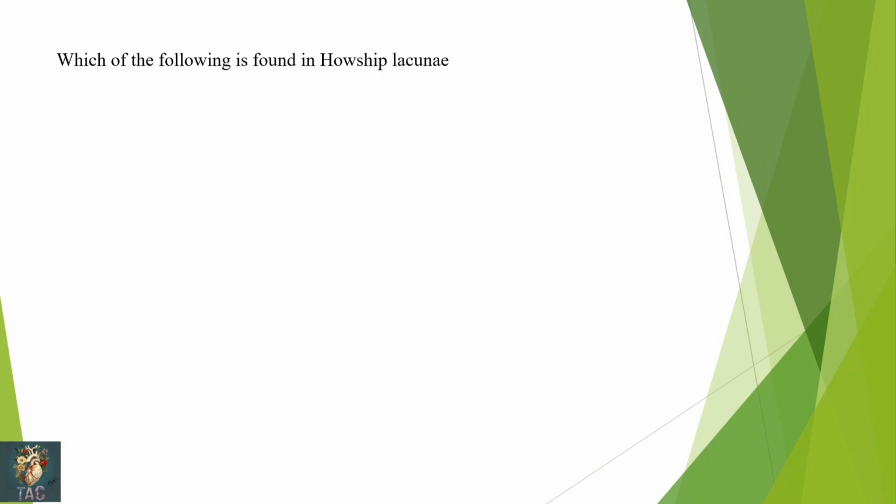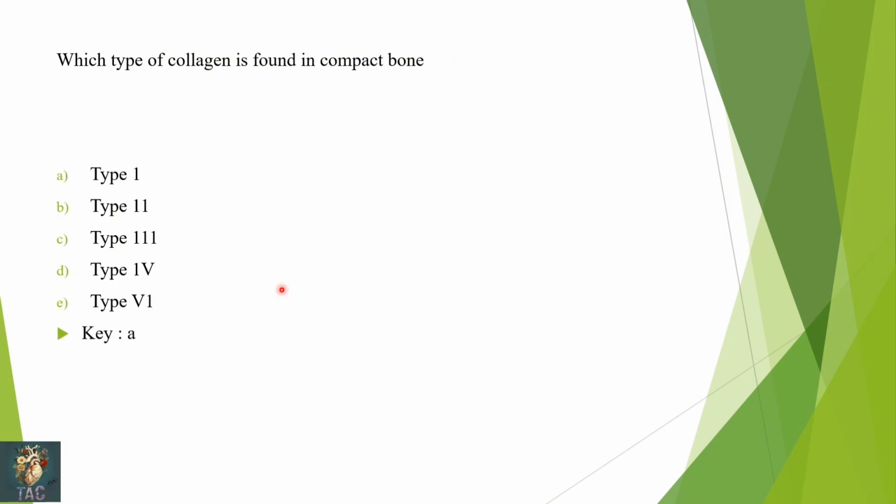Next, which of the following is found in Howship's lacunae? Either chondroblast, chondrocytes, osteoblast, osteoclast, or osteocyte. We all know that the osteoclast is one of the cells of the monocyte macrophage lineage. It has lysosomal enzymes which it releases, and because of this it is present in a lacuna called Howship's lacuna, and this is the answer. Which type of collagen is found in compact bone? Type 1, 2, 3, 4 and 6. We all know that type 1 collagen fiber is present in compact bone.